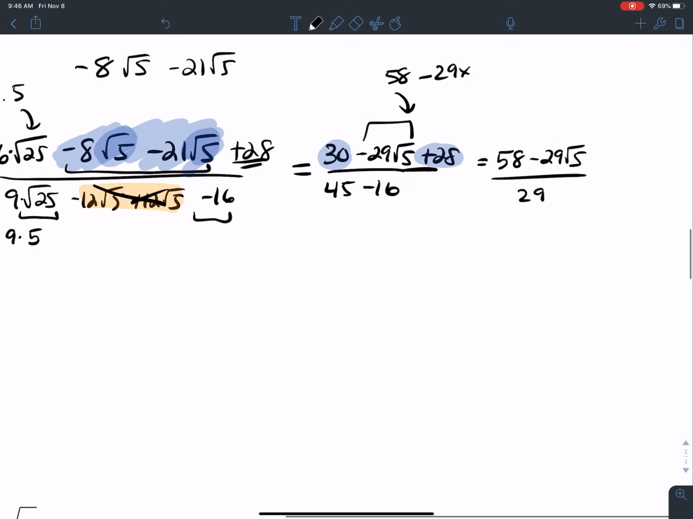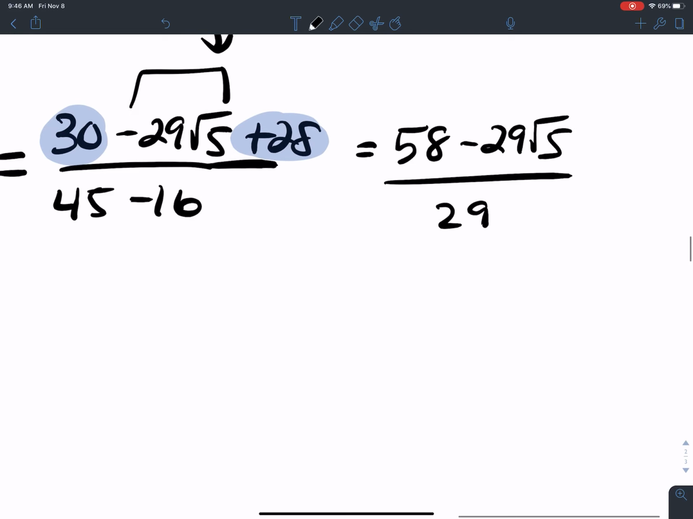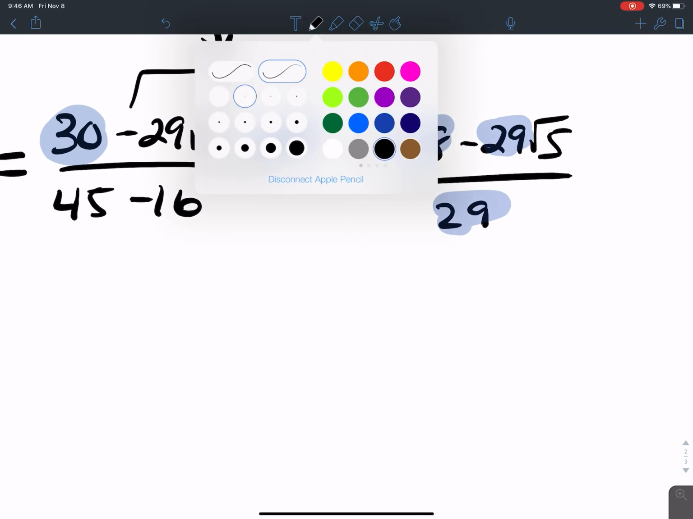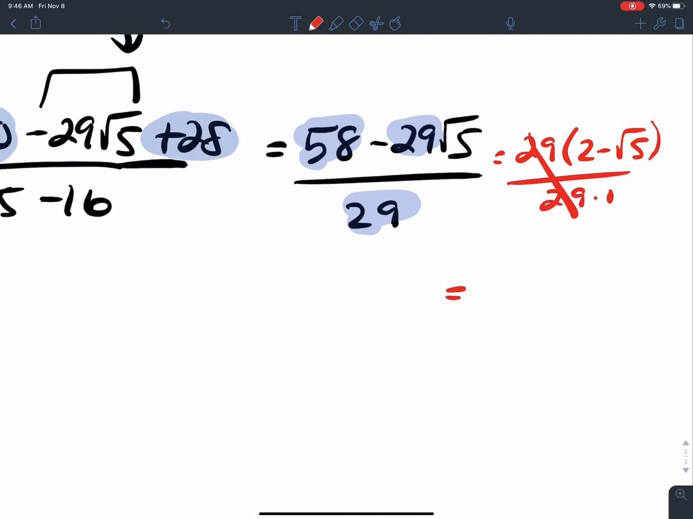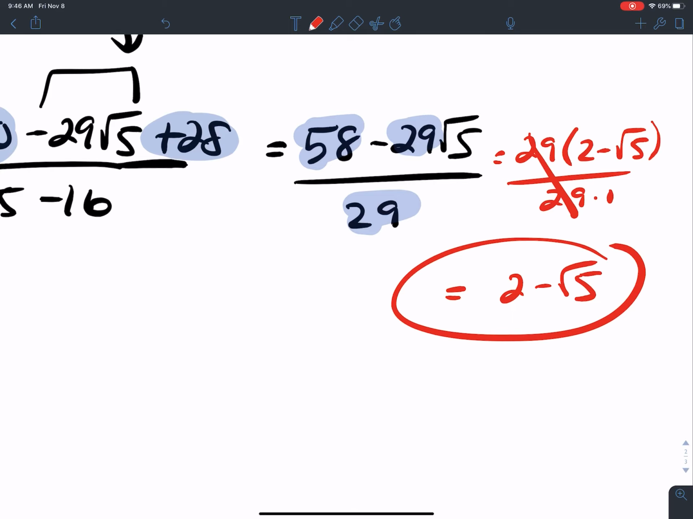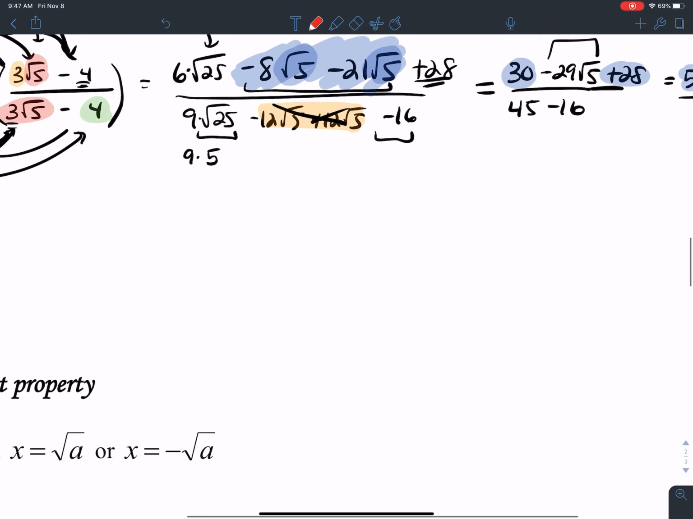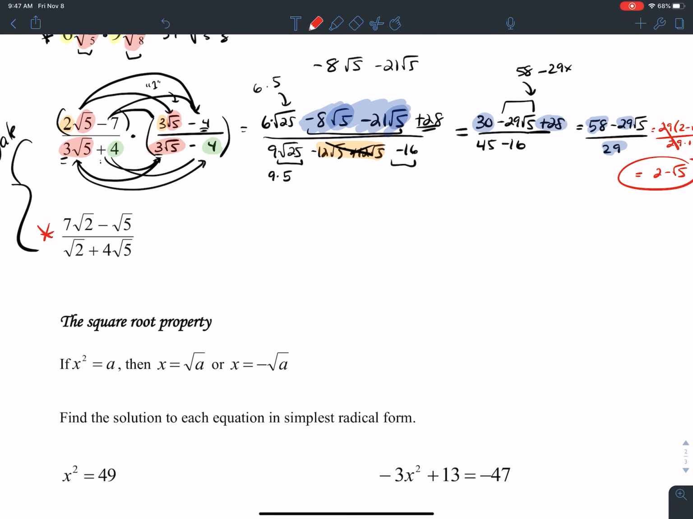And we actually do want to simplify this. We can check for common factors. 58 and 29 are both divisible by 29. So I'm going to factor the numerator by pulling out a factor of 29. And on the bottom, I'm going to factor it too so I can cancel the 29. So this actually reduces to 2 minus the square root of 5. We would expect you to reduce that. So the next one's very similar, that you can just practice on your own.